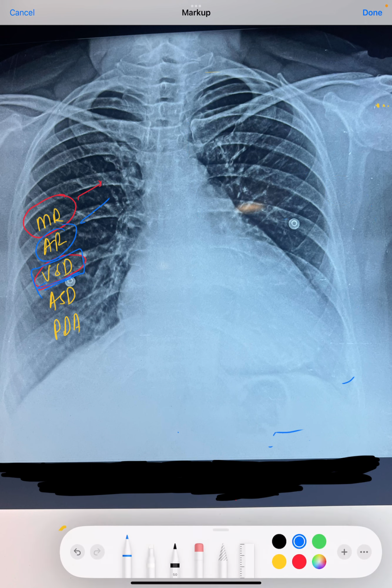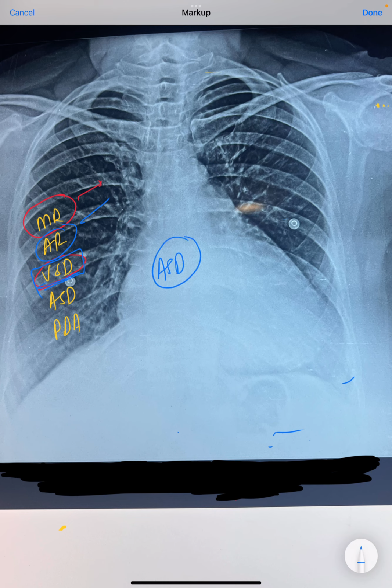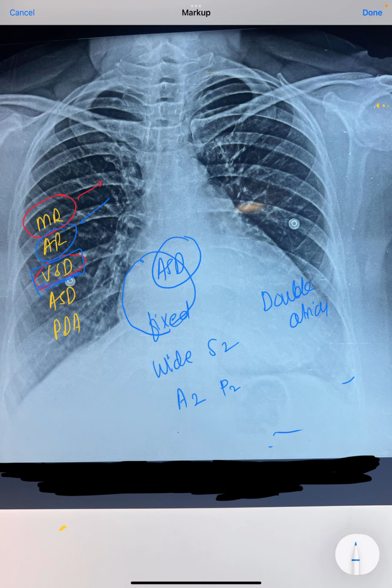Regarding ASD, what we can see in ASD is a fixed S2, meaning there is wide splitting of S2. So A2, the aortic component, and the pulmonary component will be very nicely segregated, and there will be a fixed split between the aortic closure sound and the pulmonary closure sound. This is a very interesting ASD feature, and you can see a double atrial shadow in ASD because of the enlargement of the left atrium as well as the right atrium.